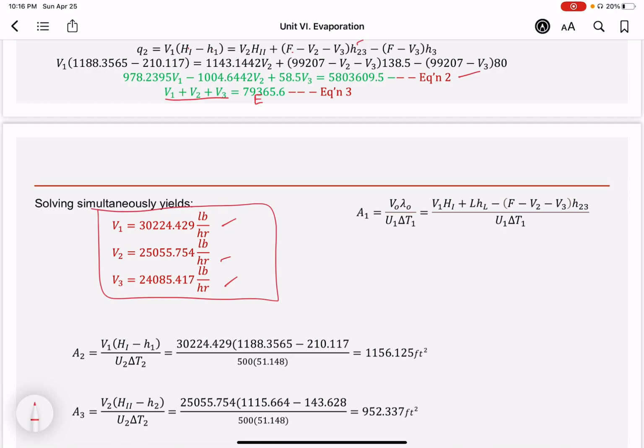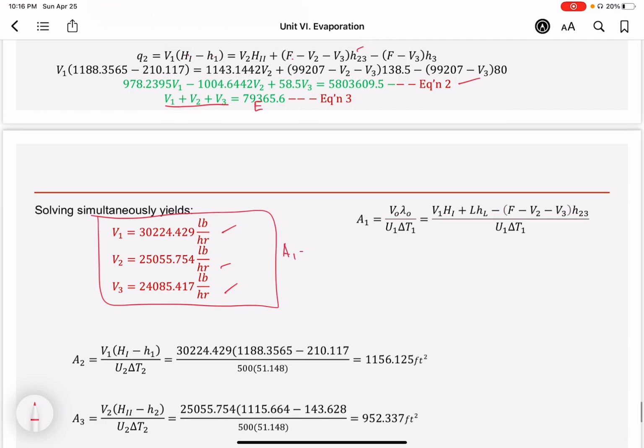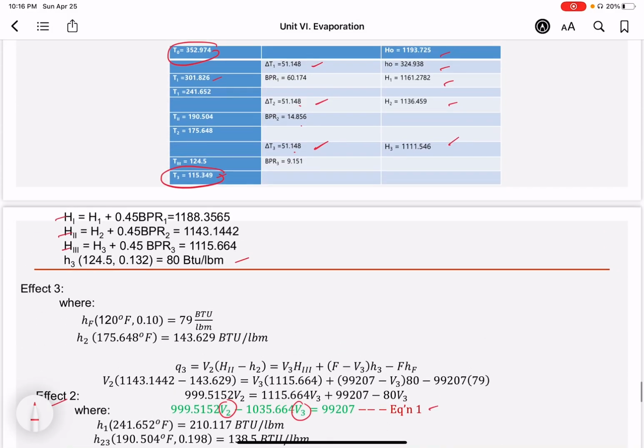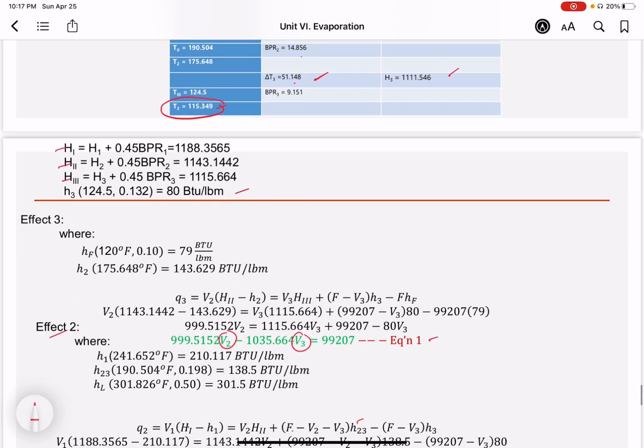Now, since we know already your V1, V2, V3, you could use the formula U1A1 is equal to V0 lambda 0, or V1H1 plus LHL minus FV2V3 H sub 23, over U1 delta T1 to get your A sub 1. Now, substituting the values, I could now get your A1 is equivalent to V sub 1, 30224.429 times h of 1 from the same table that we got a while back, 1188. Yung h sub 1 na malaki.